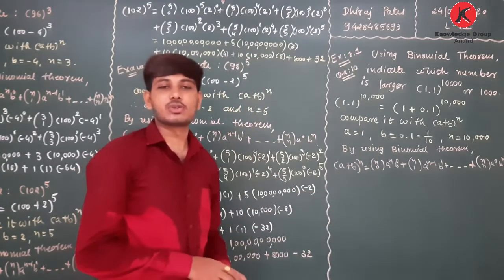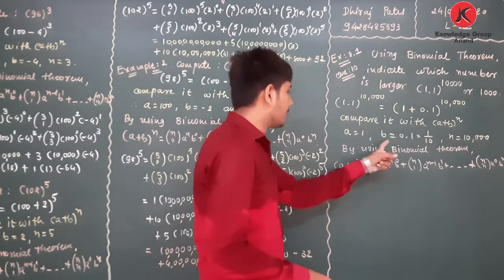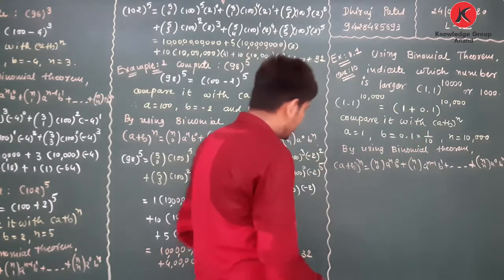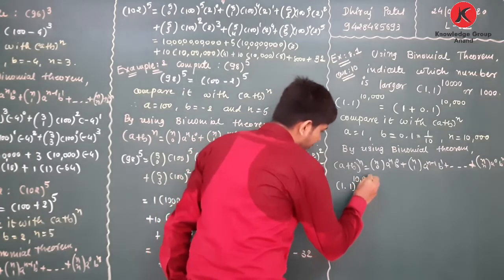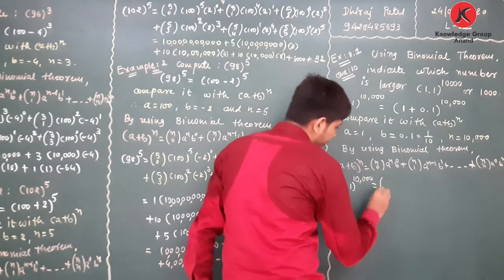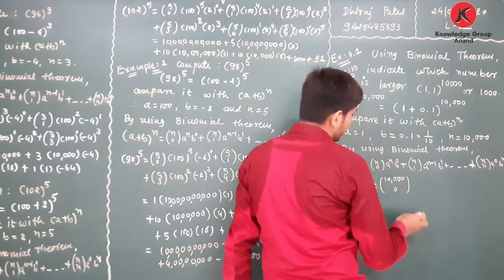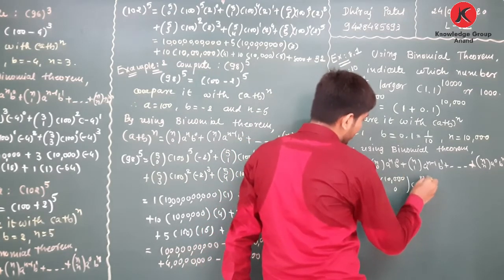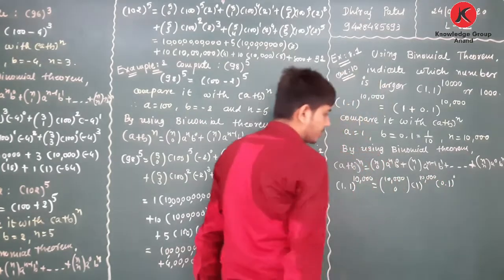हमको प्रैक्टिस हो जानी चाहिए कि हम इतनी स्पीड में लिख सकें. चलो हो गया. अब put the value of a, b and n here. We are getting 1.1 raised to 10,000 which is equal to, n means 10,000, 10,000 C0, a means 1 raised to 10,000, b means 0.1 raised to 0.